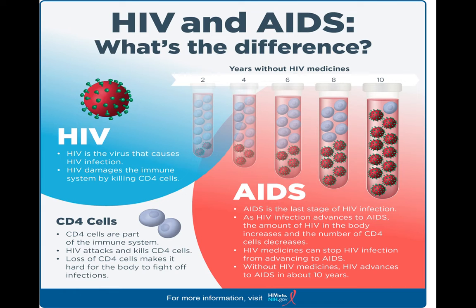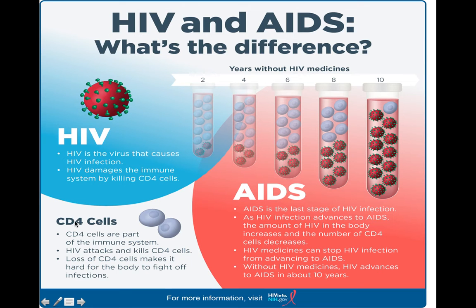So now, HIV and AIDS, what's the difference? HIV is the virus that causes the HIV infection. HIV damages the immune system by killing the CD4 cells. So we can see here, without HIV medicine, when a person is infected with HIV, within 2 years, 4 years, 6 years, 8 years, and 10 years, AIDS develops.